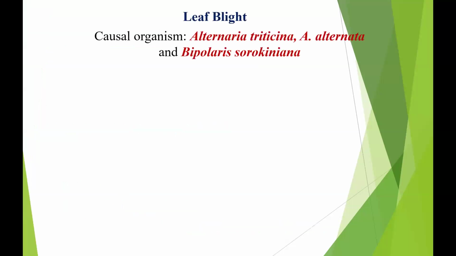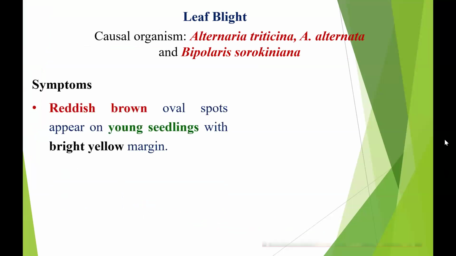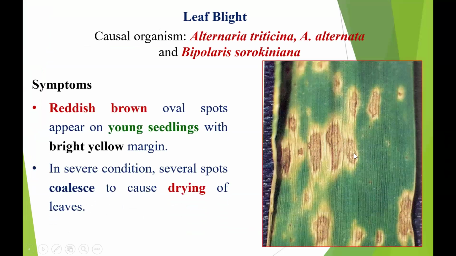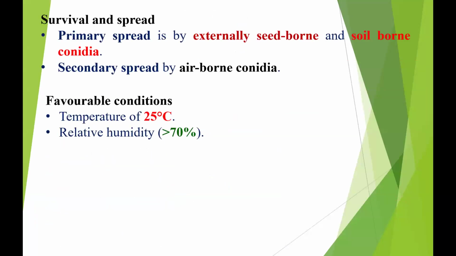Leaf blight, which is caused by Alternaria triticina, Alternaria alternata, and Bipolaris sorokiniana. Symptoms are reddish brown oval spots arranged in a concentric manner, appearing on younger seedlings with a bright yellow margin, which is known as yellow halo. In severe condition, several spots collapse and cause drying of leaves. Primary spread is through conidia, and survival is in seed, so it is an externally seed-borne disease, and secondary spread is through airborne conidia.